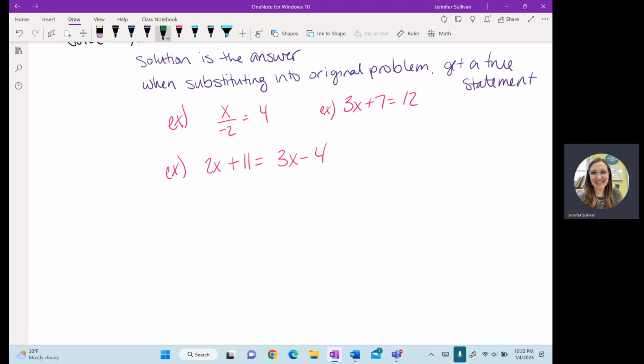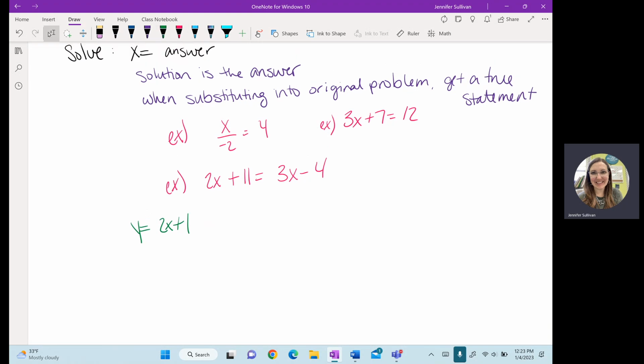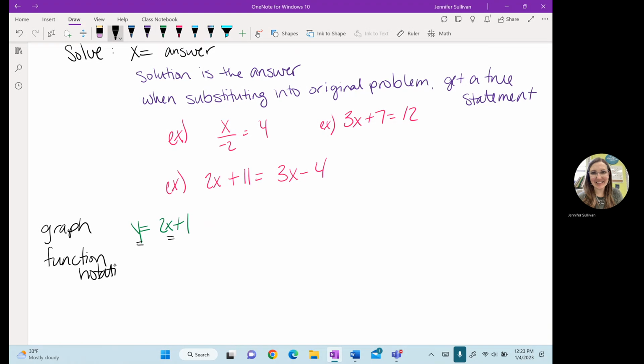Now you might be thinking, well, Mrs. Sullivan, what about when we had things like y equals 2x plus 1? And I'm going to ask you, what did I have you do with problems like this? I never asked you to solve them. When we had problems like this, where we had two variables, a y and an x, I may have asked you to graph it, or I may have asked you to do something regarding function notation, but I never asked you to solve.